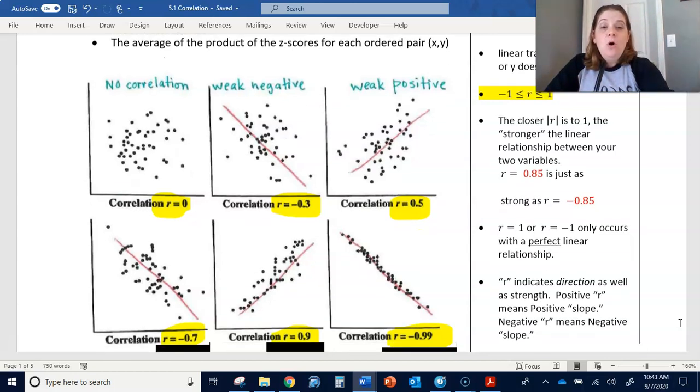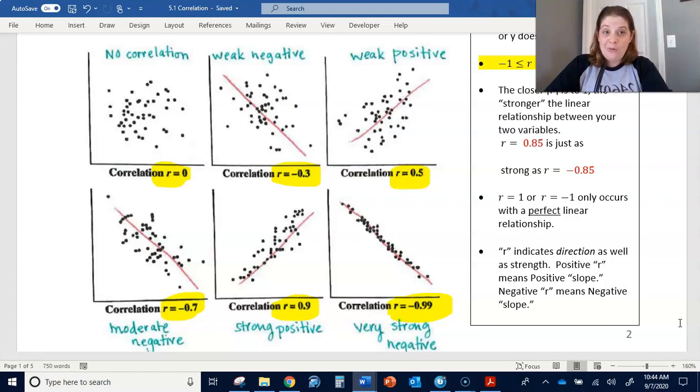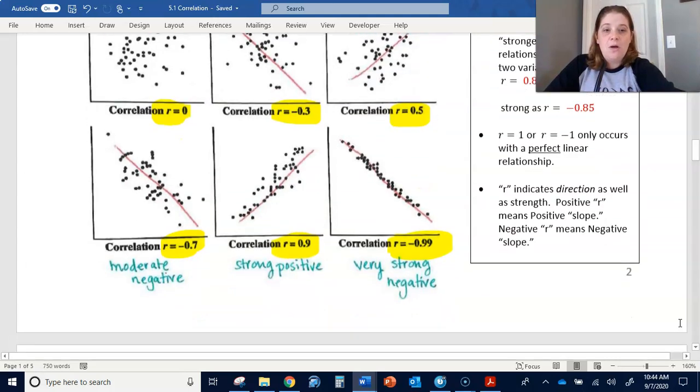You only get a 1 or a -1 when you have a perfect linear relationship. So if you have something like 0.99999, that means it's just not quite a perfect line. It doesn't quite perfectly fall on a y equals mx plus b sort of line. The positive or negative sign of R helps you determine direction. So if your scatter plot looks like it has a positive slope, your R value will be positive as well.